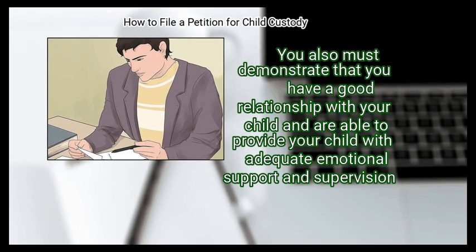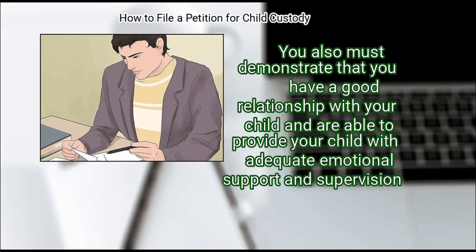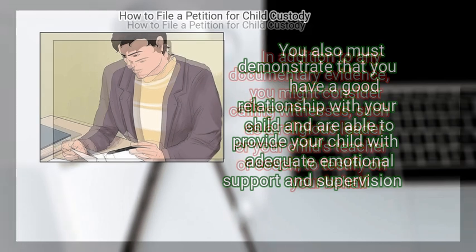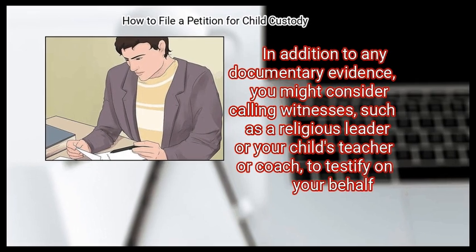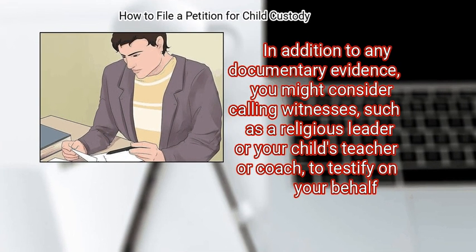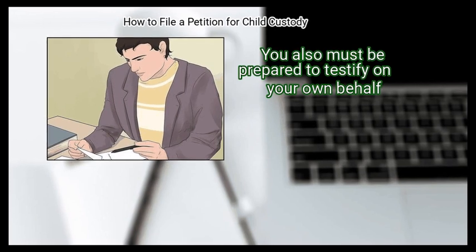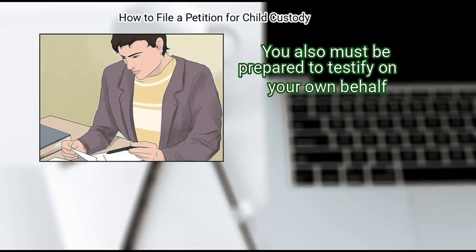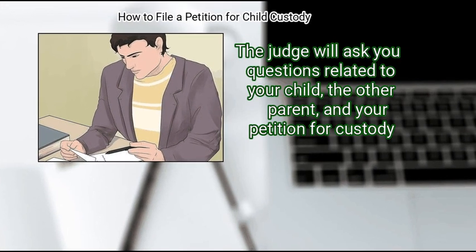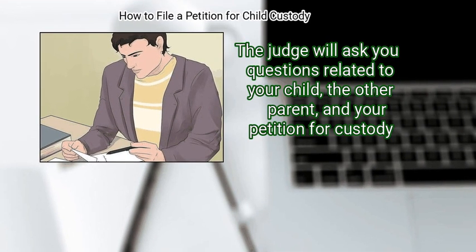You also must demonstrate that you have a good relationship with your child and are able to provide your child with adequate emotional support and supervision. In addition to any documentary evidence, you might consider calling witnesses, such as a religious leader or your child's teacher or coach, to testify on your behalf. You also must be prepared to testify on your own behalf. The judge will ask you questions related to your child, the other parent, and your petition for custody.